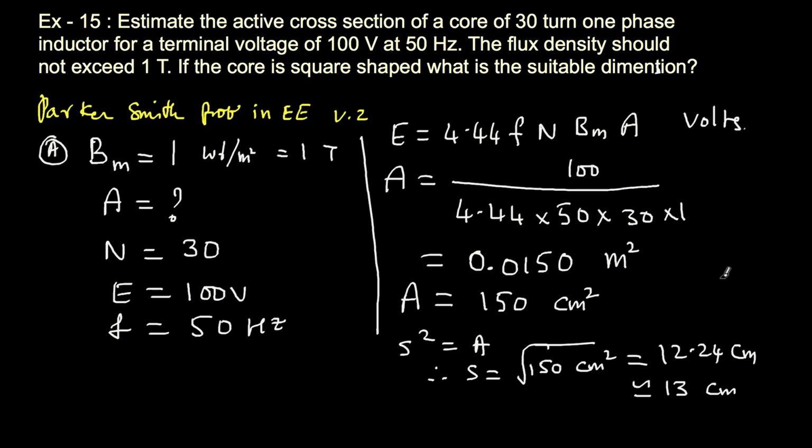So if my side is 13 centimeters, that will ensure a slightly larger area. Therefore, that will ensure that my flux density will not exceed 1 Tesla. The condition is that the flux density should not exceed. If I round it off to a lower value, to 12, then to compensate the reduction in A, B will increase and the flux density will exceed 1 Tesla. So therefore, you round off to the higher value. So this is I think the solution to the first question.